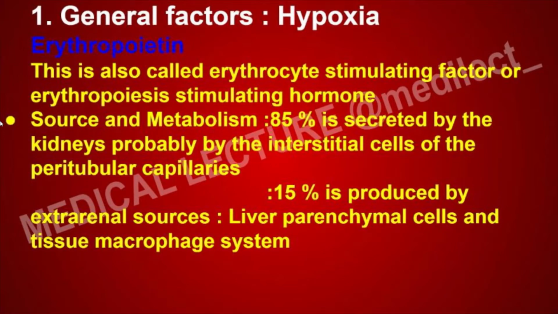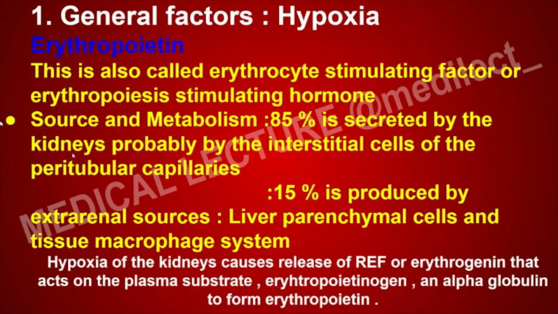Now, as you can see over here, 85% is secreted by the kidney. So, hypoxia of the kidneys causes the release of the renal erythropoietic factor, or erythrogenin, that acts on the plasma substrate, the erythropoietinogen, which is an alpha globulin, to form the erythropoietin and to stimulate the erythropoiesis process.